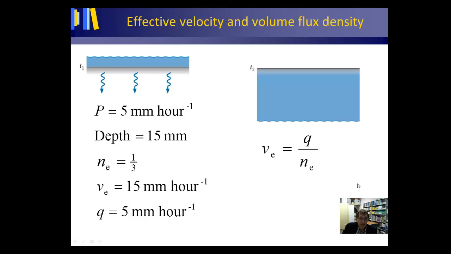And what's the relation? Well, you can already see it. If your effective velocity is 15 and your effective porosity is 1/3, then your volume flux density is 5 millimeters per hour. Or more usually, what we do in hydrology is determine the volume flux density, and if you divide that by your effective porosity, you'll get your effective velocity.